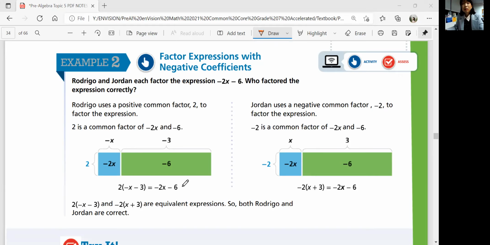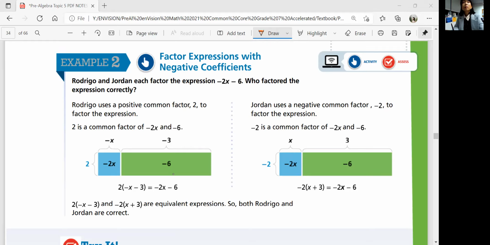if you expand it. So they should be equivalent expressions, right? So check. Jordan uses a negative common factor, negative 2, to factor the expression because they both have negative. So he factored out the negative as well with the 2 and said in the parentheses, it should be x plus 3 left. Which of them are correct?